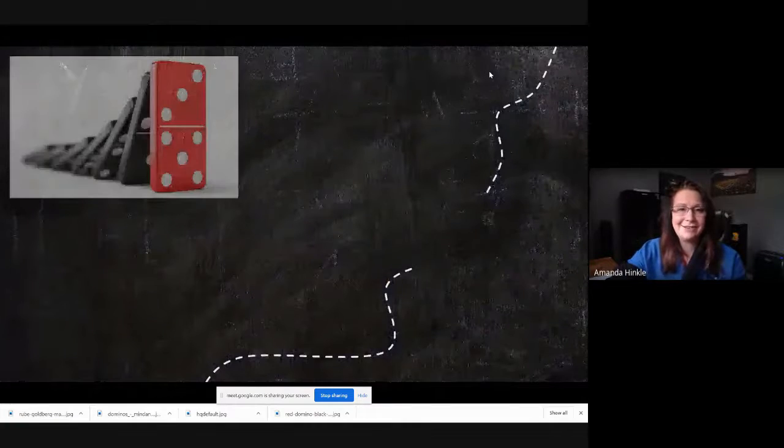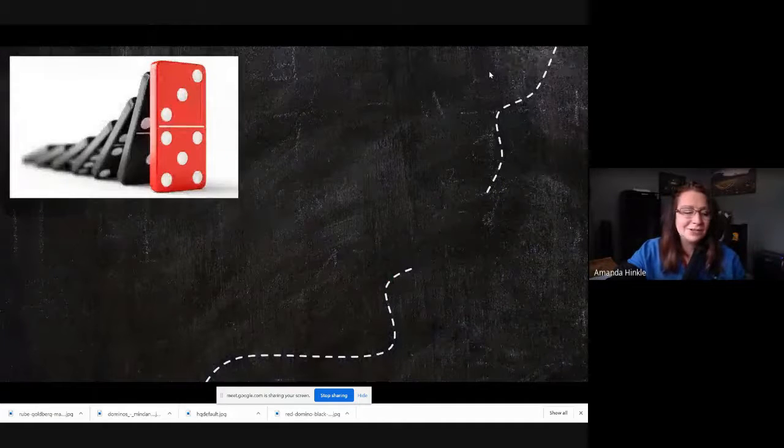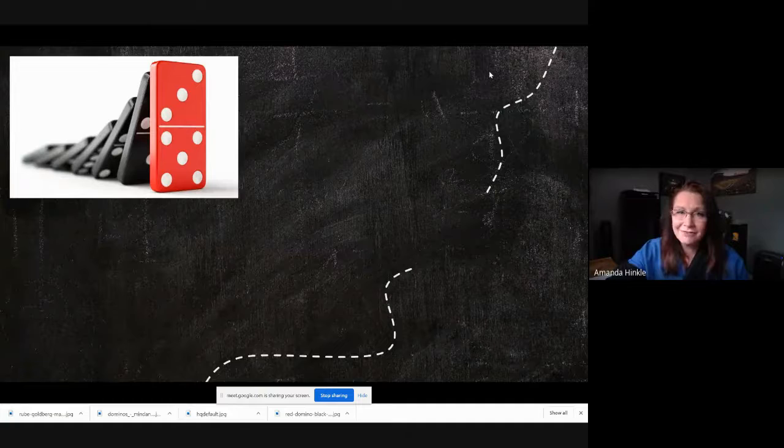I don't know if you guys have ever played with dominoes or set them up in those elaborate patterns and watched them as they fall in sequence. It's a lot of fun. It's time consuming, but it's a lot of fun. And I think life a lot is this way.